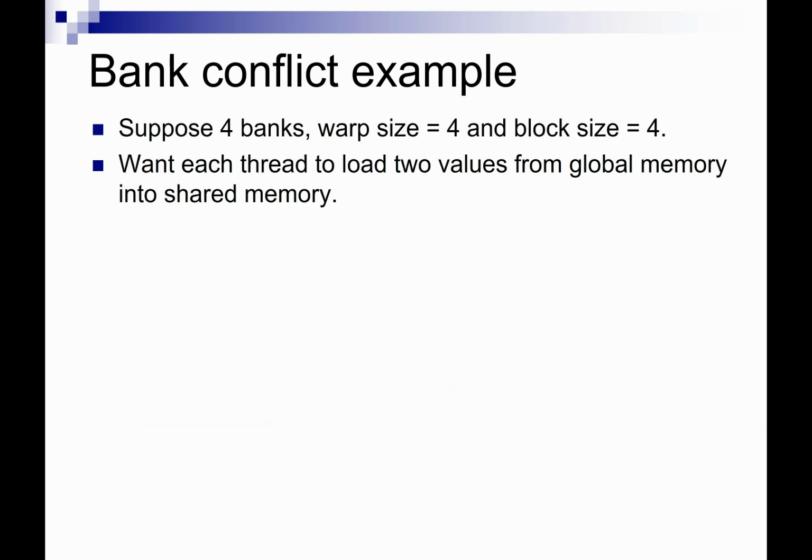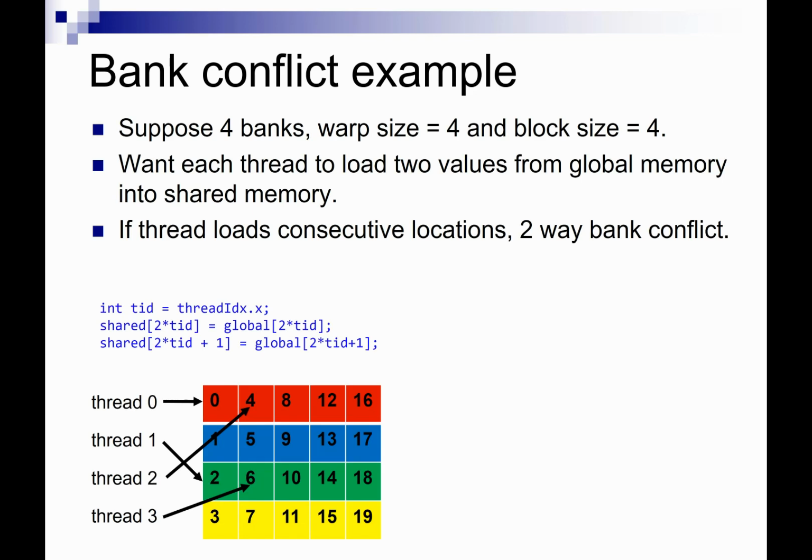Now let's look at an example of a bank conflict that can occur in practice, and let's see how we can solve this problem. Suppose we have 4 banks. Each color is a bank over here. Suppose your warp only has 4 threads, and our block size is also 4 threads. Now what we want is for each thread to load 2 values from global memory into shared memory.